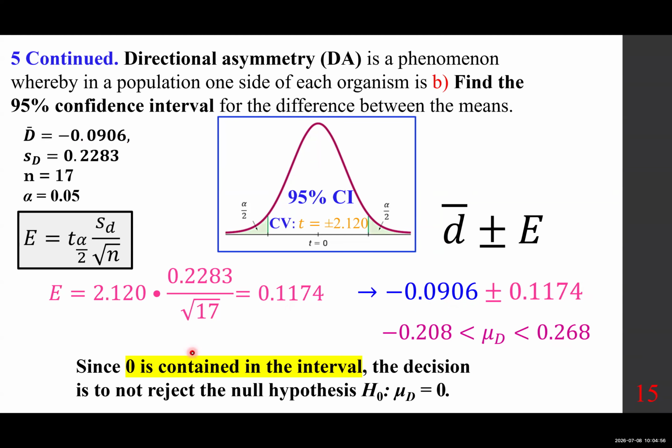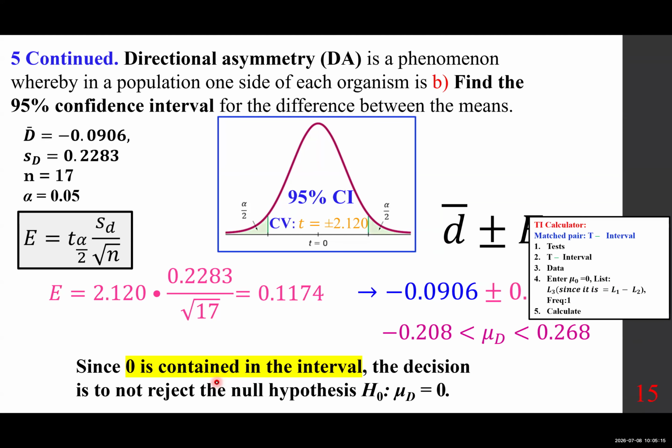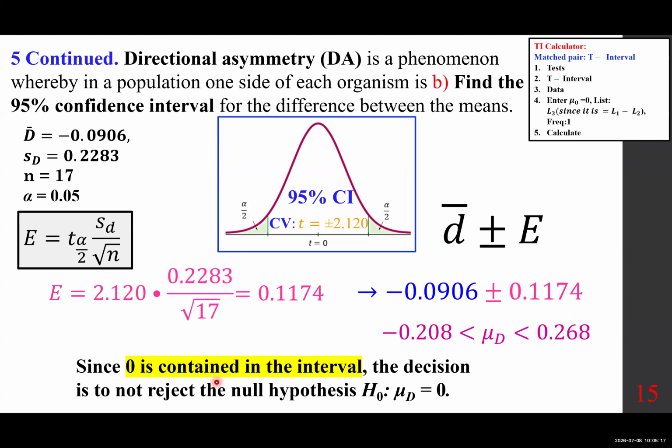Since 0 is contained in the interval, the decision is to not reject the null hypothesis H0: mu sub d equals 0. And that's exactly what we had in our decision making in part A. You can put matched pair T interval on L1 minus L2 and do the math.